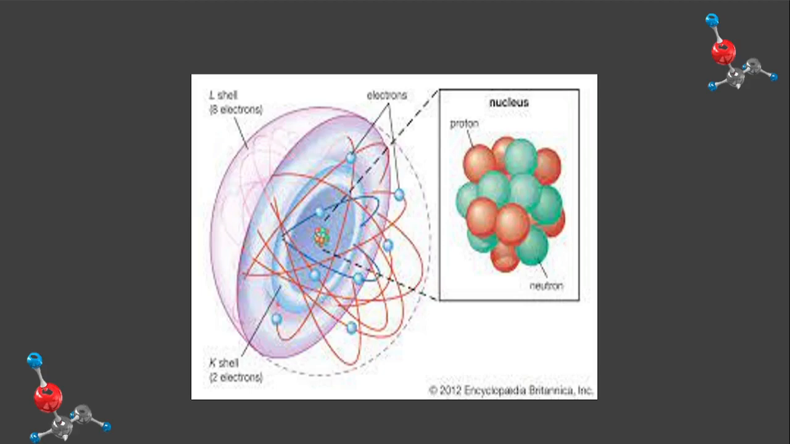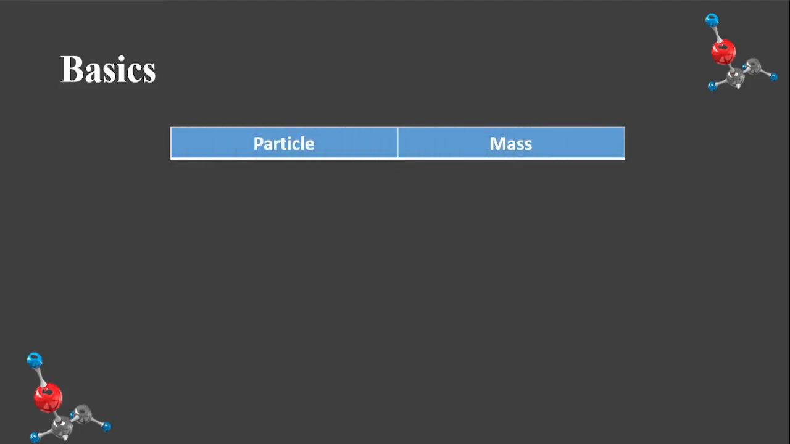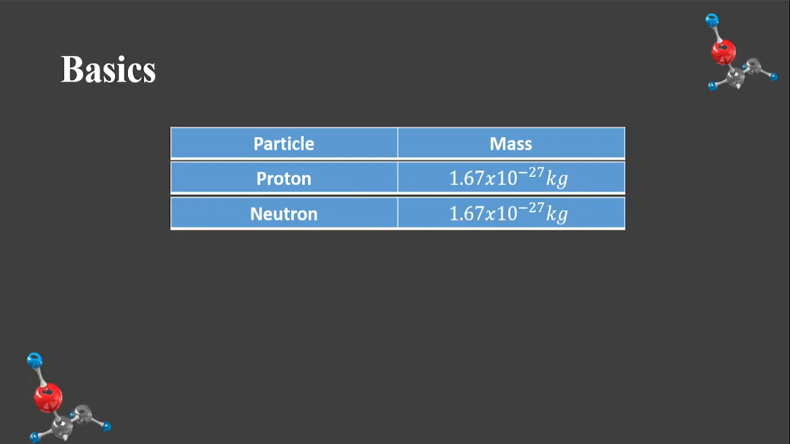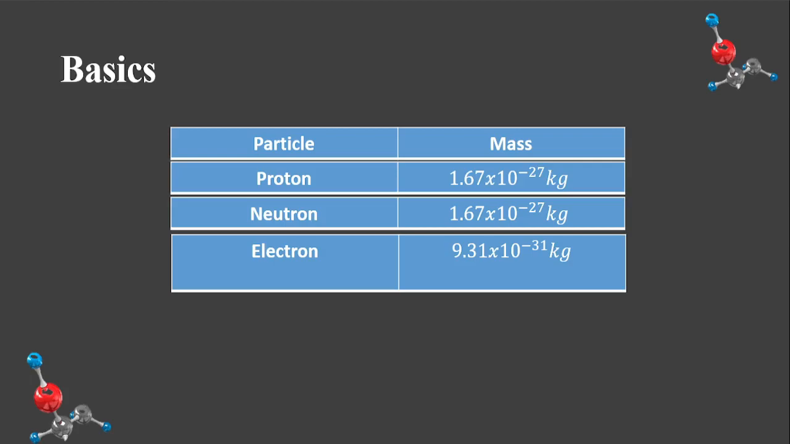The atom is made up of protons, neutrons and electrons. Their masses are listed as follows. Proton, 1.67 times 10 to the negative 27 kilogram. Neutron, 1.67 times 10 to the negative 27 kilogram. Electron, 9.31 times 10 to the negative 31 kilogram.